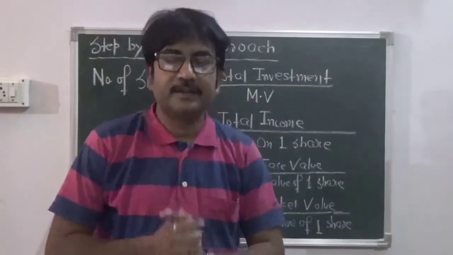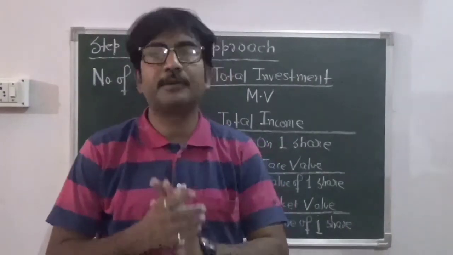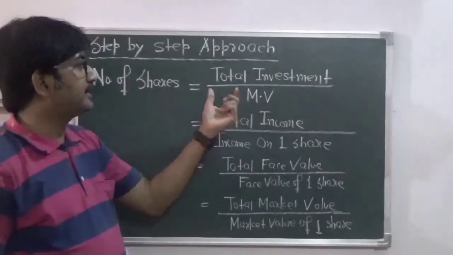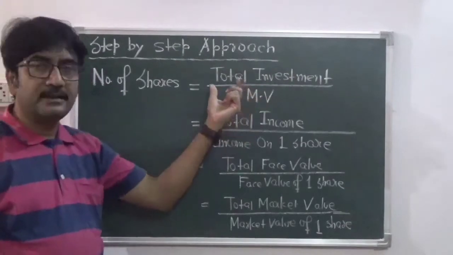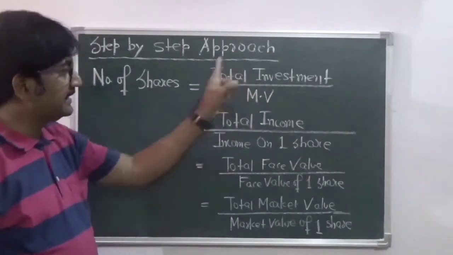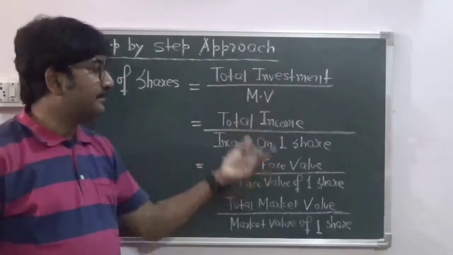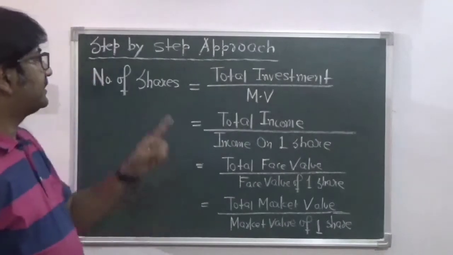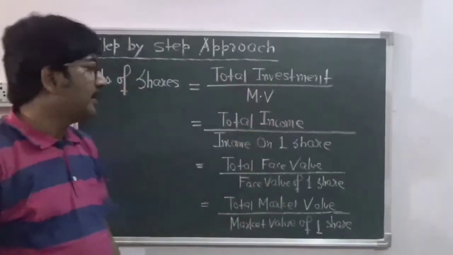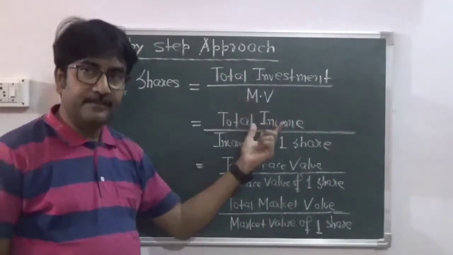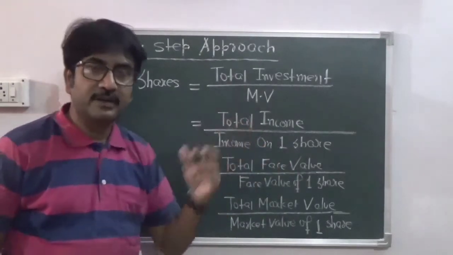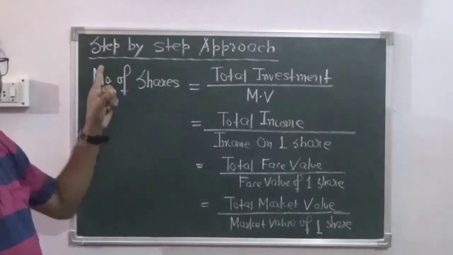So now let us see in how many ways we can find the number of shares. The number of shares can be found by using this formula: total investment divided by the investment on one share, that is the market value of one share. So if we know the total investment and the market value of one share, we can get the number of shares. Or else, if we know the total income and the income on one share, then the ratio of these two also gives us the number of shares.